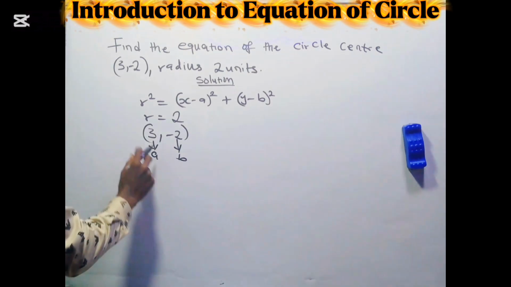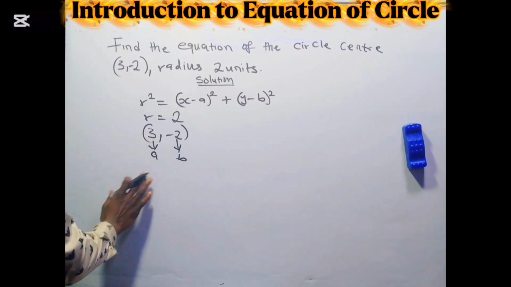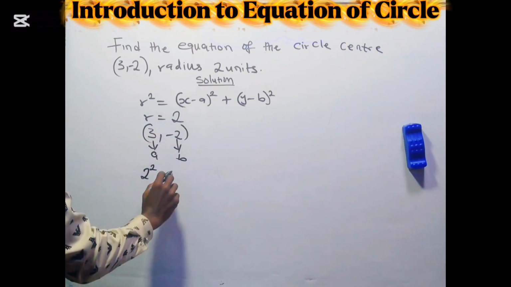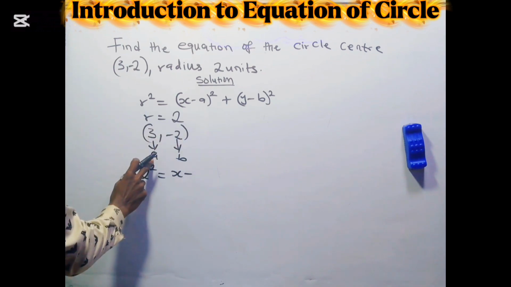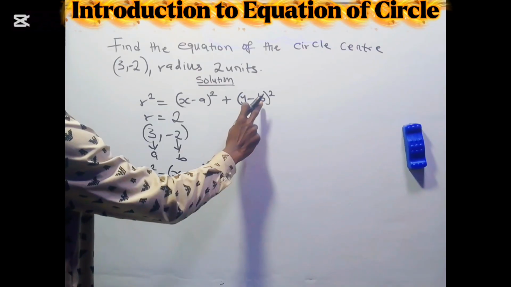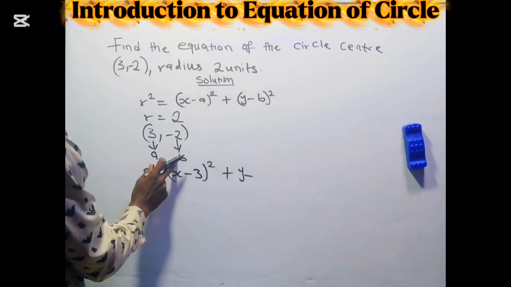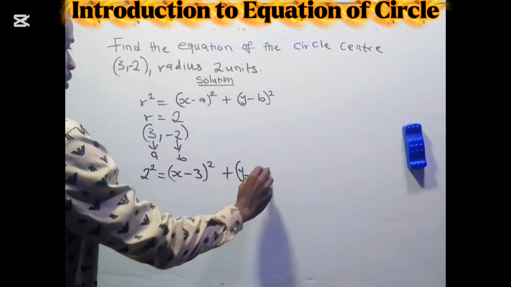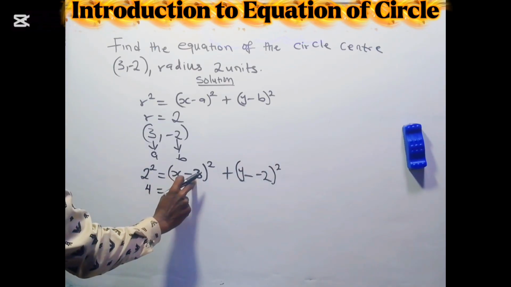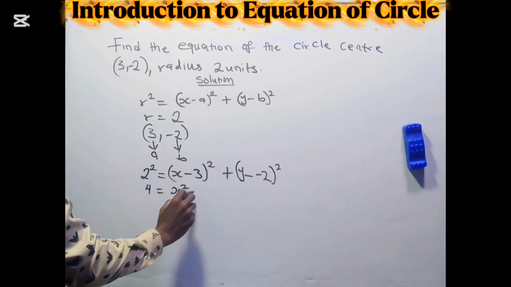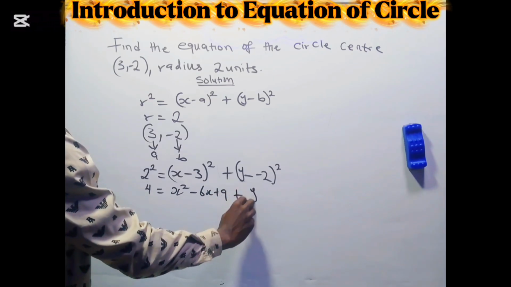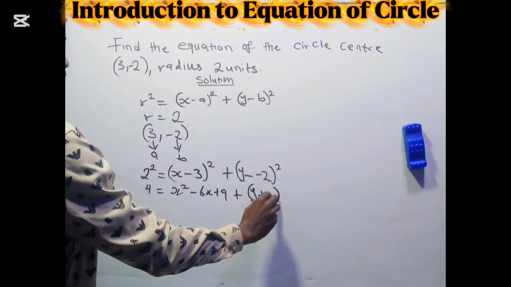Therefore, r squared, which is 2 squared, will be equal to (x minus a), which is 3, squared, plus (y minus b), which is y minus minus 2, squared. So 2 squared is 4, which equals (x minus 3) squared, which is x squared minus 6x plus 9, plus (y plus 2) squared.